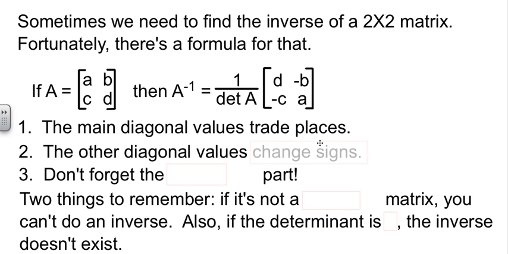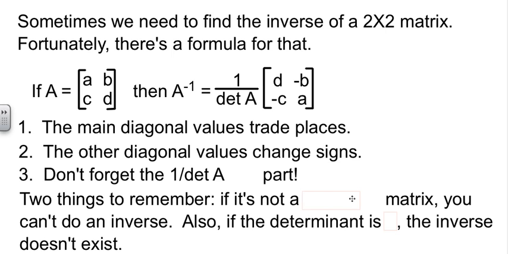The other diagonal, the values change signs. They used to be positive, they become negative. If they used to be negative, they become positive. They switch signs. And then it's important to remember the 1 over determinant of A part of it. A lot of people will get this part correct, but they forgot this. And so what they have doesn't really work out as an inverse.